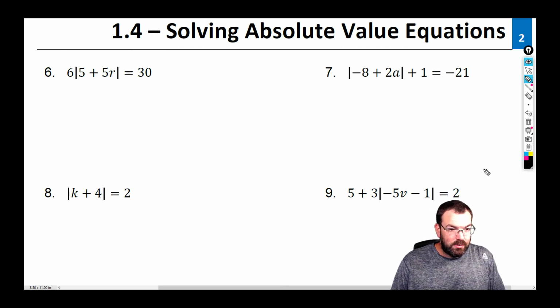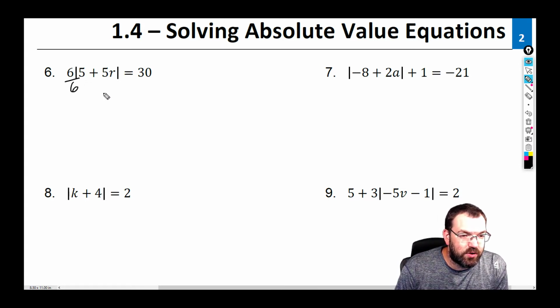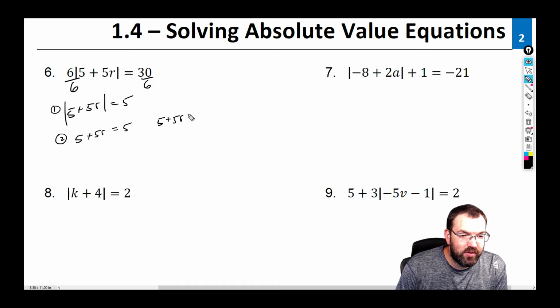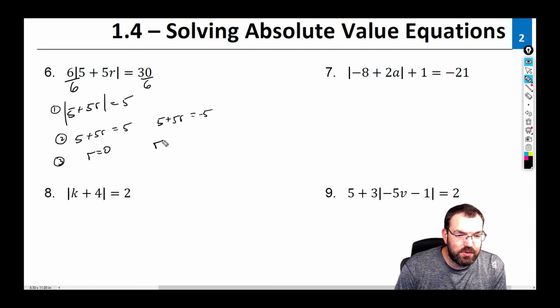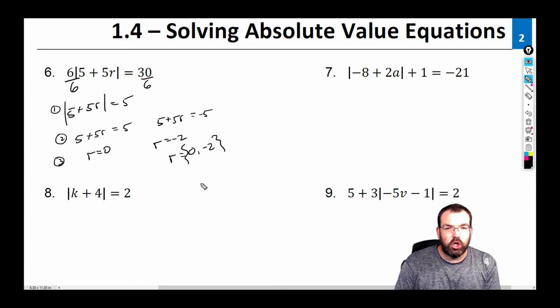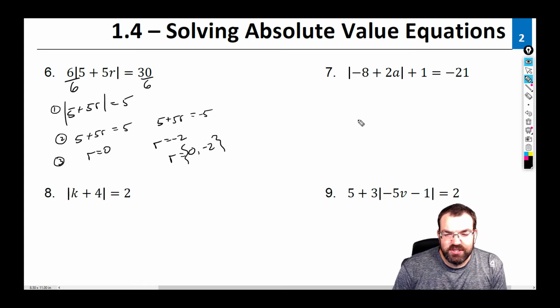I can't tell you. Well, let's go to number 6. I got to divide by this 6 because this is over here, so I got to bring it over here. So I get 5 plus 5r in absolute value equals 5. This is the first step. Step number 2: 5 plus 5r equals 5, and 5 plus 5r equals negative 5. Now I solve. Minus 5, that's 0. 0 divided by 5 is 0, so r is equal to 0. Minus 5, that's negative 10. Divided by 5 is negative 2. So I get r equals 0, comma, negative 2. Brackets, curly of them.